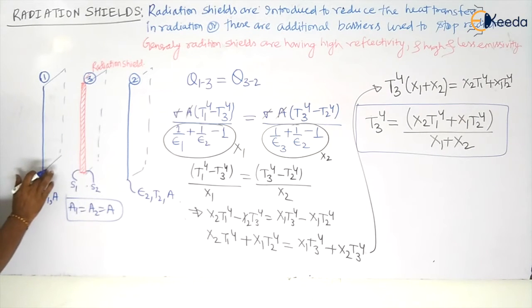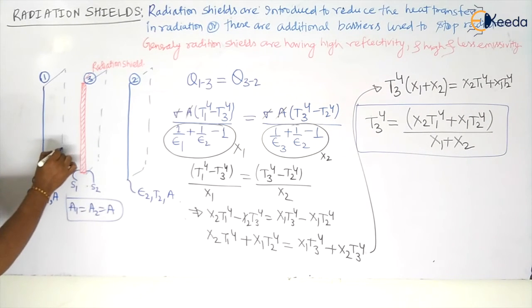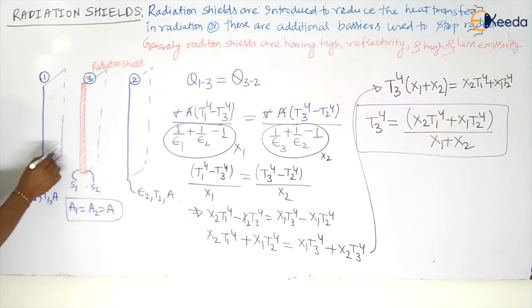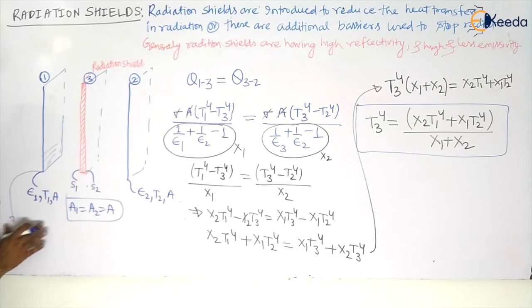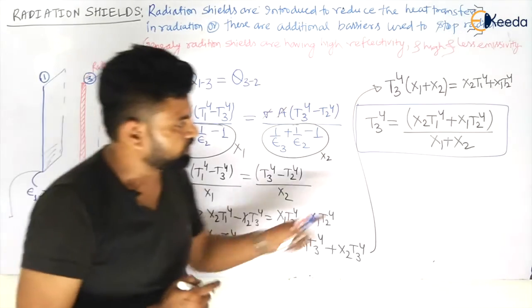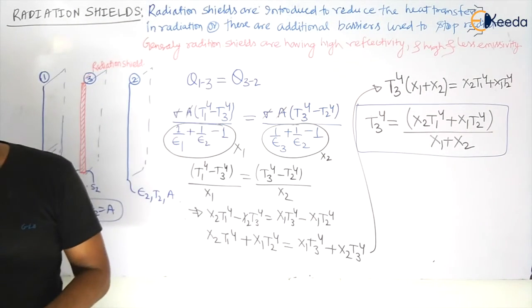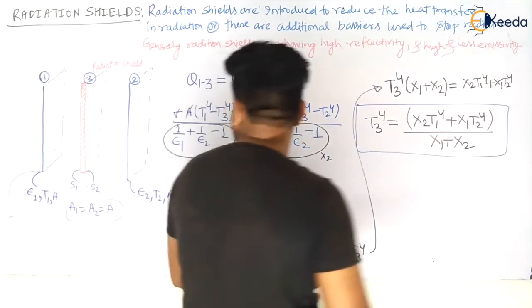If I see this plate only, my dear students, this has some temperature, let us say T1. Now this plate will have some surface resistance, my dear students. Let me do it here only. We have a space there. So let us say we have three plates.